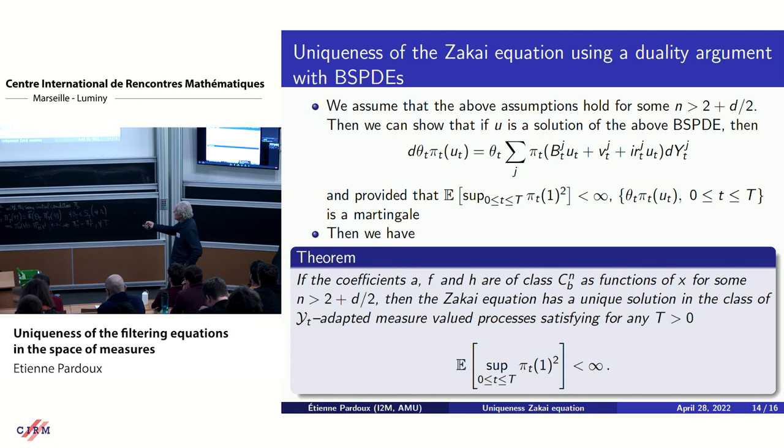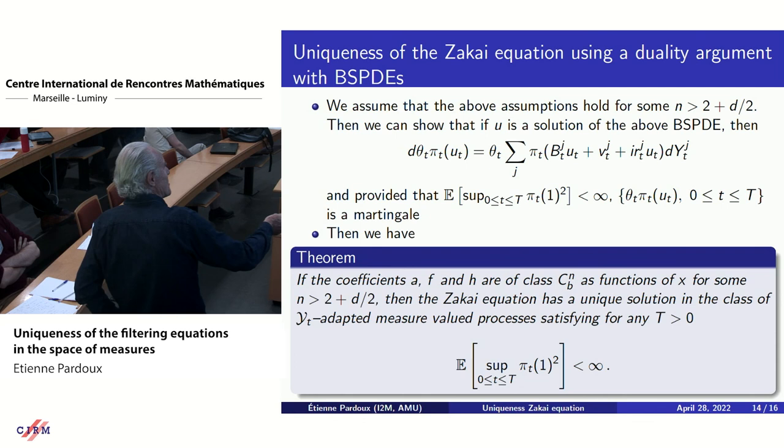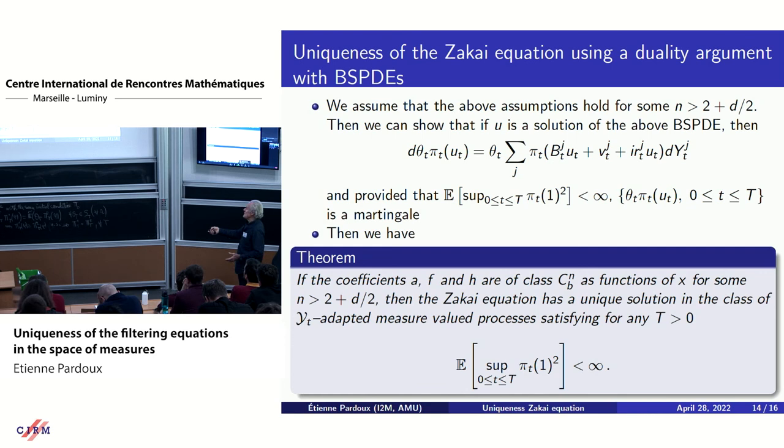So the theorem, which I forgot to say, is joint work with Dan Crisan from Imperial College. This result by Dan and myself says that if the coefficients A, F, and J are of class C_b^n as functions of x for some n larger than 2 plus d over 2, then the Zakai equation has a unique solution in the class of Y t adapted measure valued processes satisfying, for all t, that the expectation of the sup of this squared is finite. It is easy to establish that the unnormalized conditional law in our filtering problem satisfies this condition, so it's a good enough class for uniqueness. That's what I wanted to say.